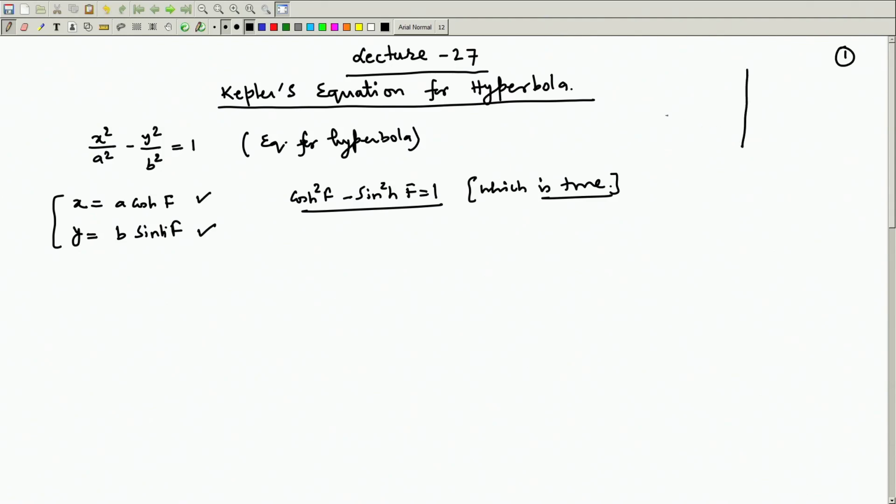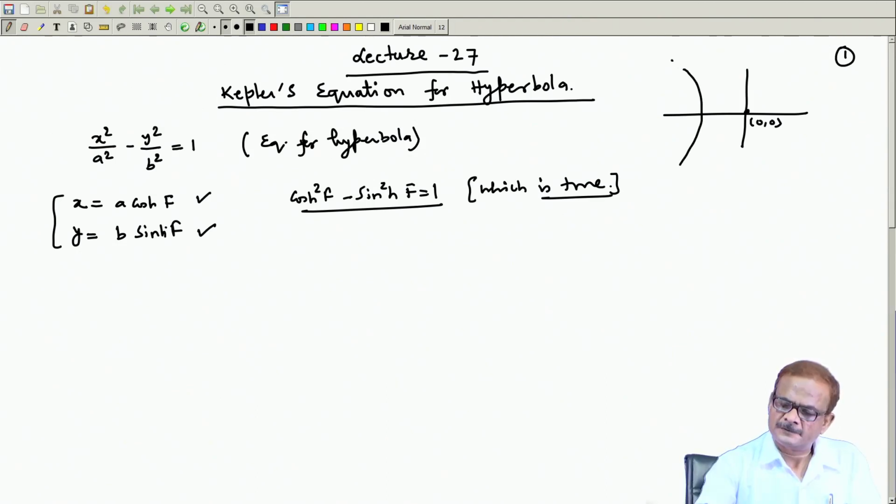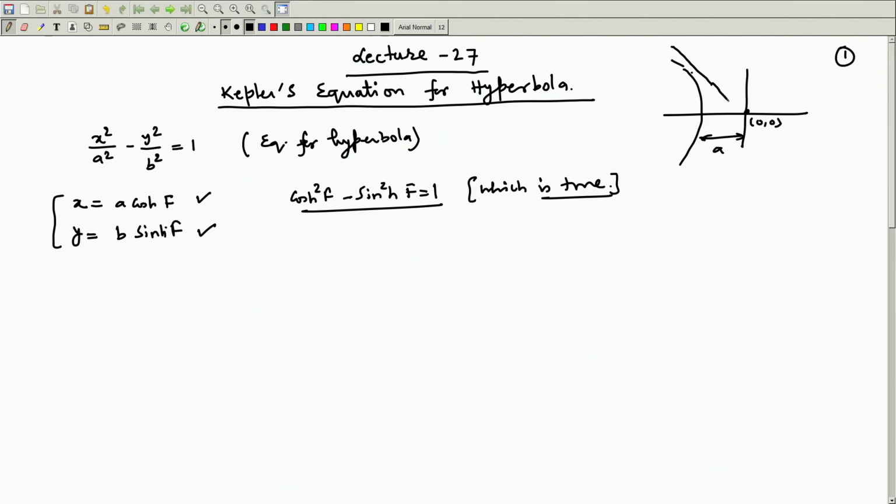Where the hyperbola is shown, this is the center of the hyperbola, not the directrix. This distance, magnitude wise, we have shown to be a. If we draw an asymptote for this, this is the asymptote for the hyperbola. On this side, from the perigee, if we raise a perpendicular line, it cuts somewhere here. So this is B and this is A.